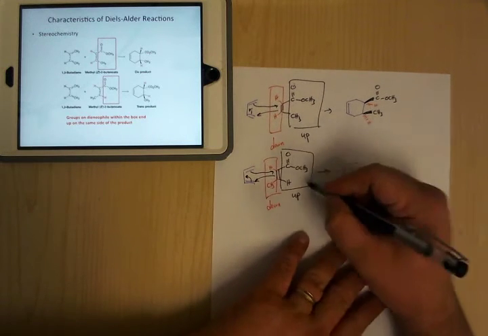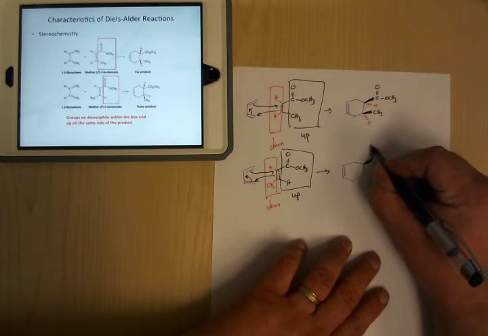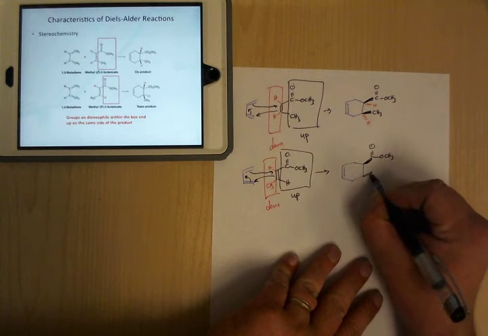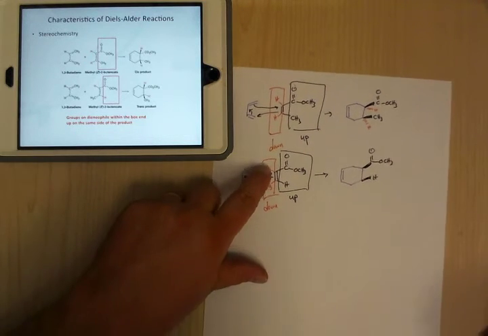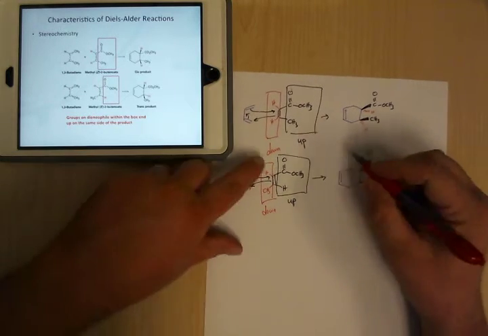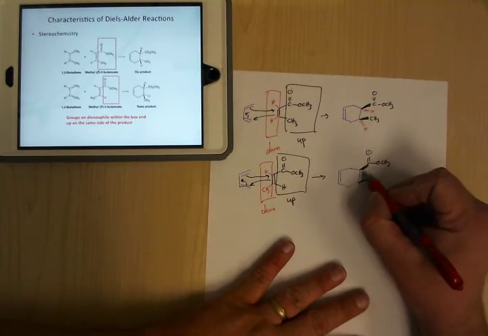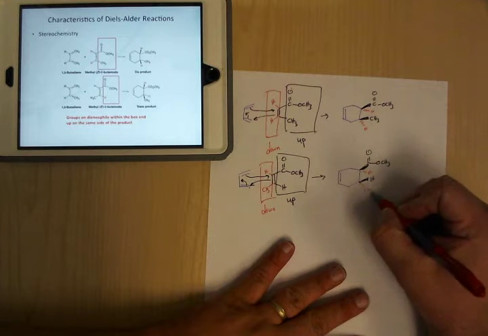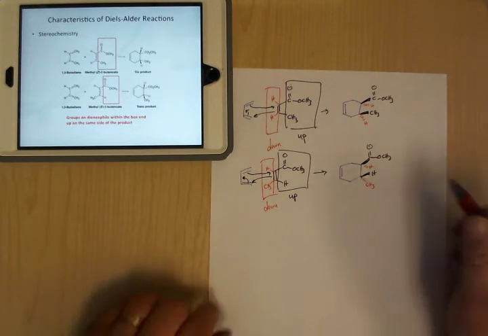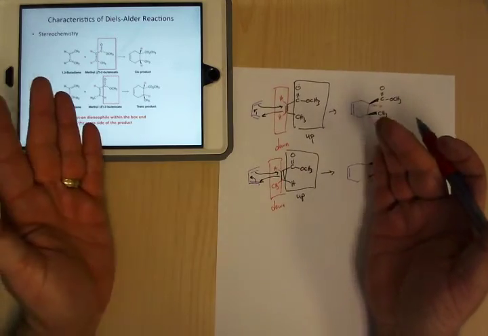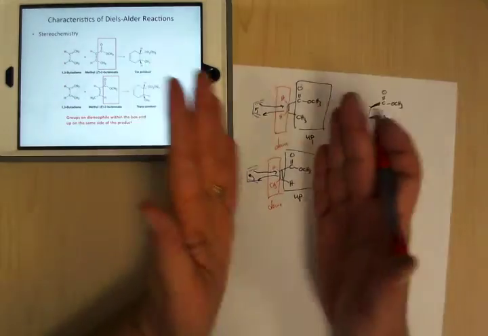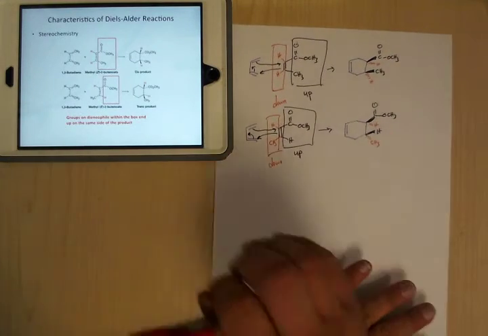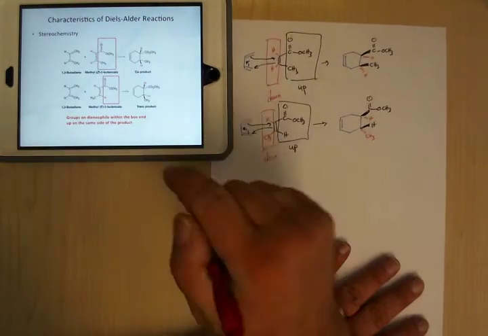That means we're going to say this side's going up, along with this hydrogen here. But that means these two guys are going down as well. So if these guys are going up, these guys are going down, like that. Okay, it's this side versus this side of the double bond, or of the dienophile, I should say. So that's how the stereochemistry goes.